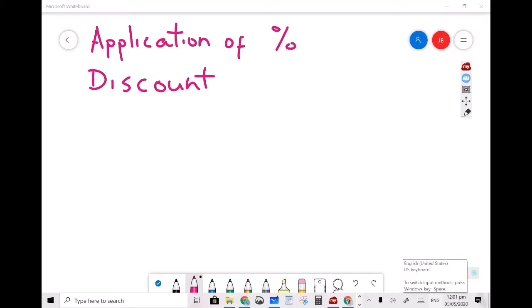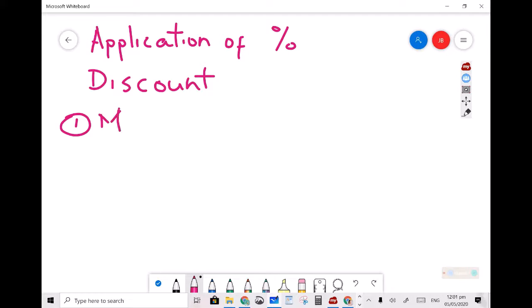Hi class, today we are going to take a look at the first step of application of percentage, which is discount. So basically, you are supposed to have a marked price and a discount percentage to calculate your new selling price. So I'm going to just write down the three things that you are supposed to have.